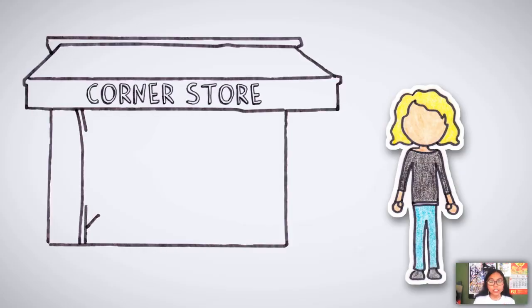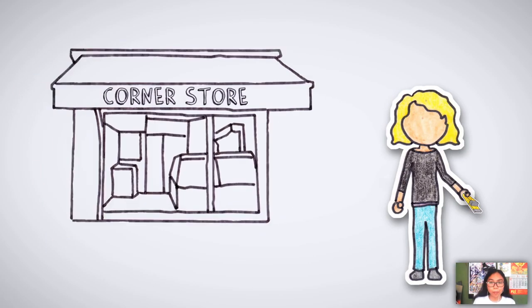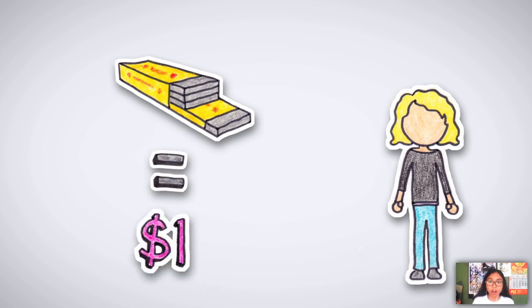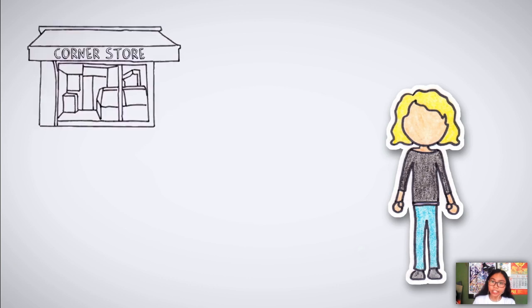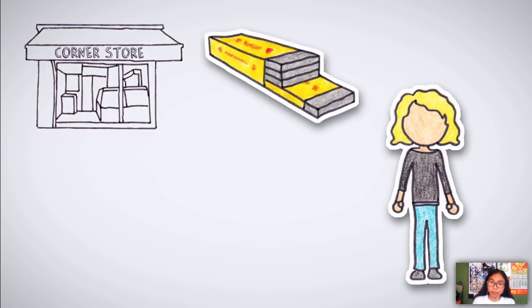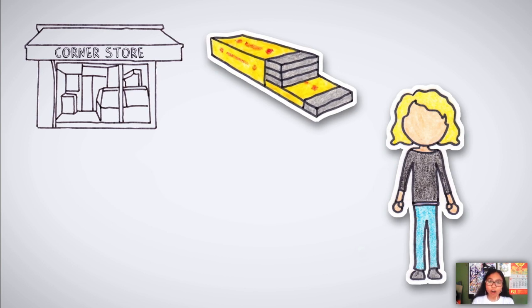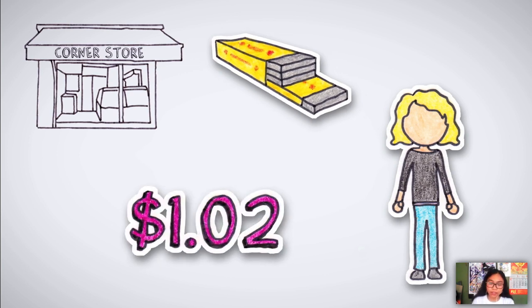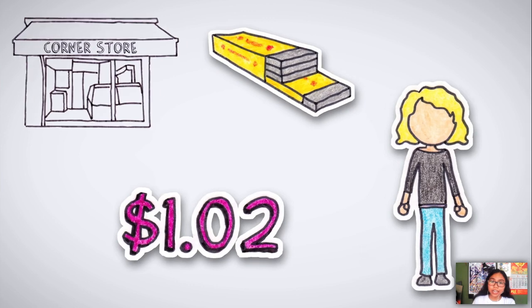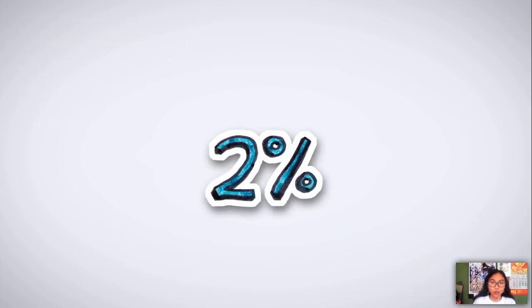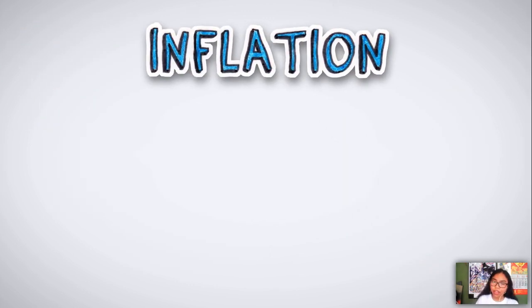Let's say Giselle goes to a corner store to buy a pack of chewing gum that costs $1. A year passed, and Giselle heads to the same corner store to buy the same pack of chewing gum, but this time it already costs $1.02. That 2% rise in the price of the chewing gum is inflation.